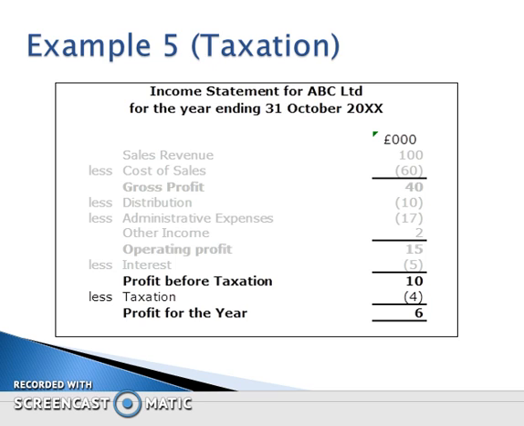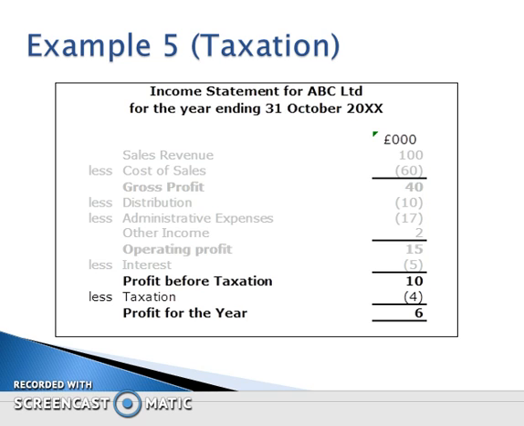The profit for the year belongs to the shareholders, and therefore it is one of the company's liabilities. It is added to the shareholders' funds or equity on the statement of financial position, less any cash paid to the shareholders, known as the dividends.